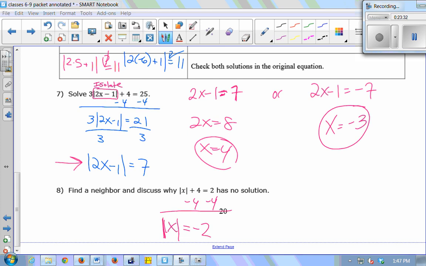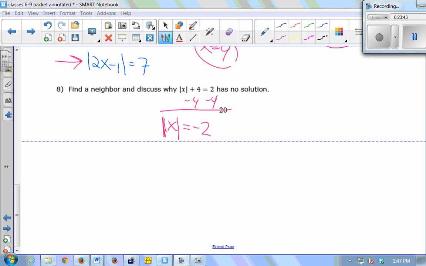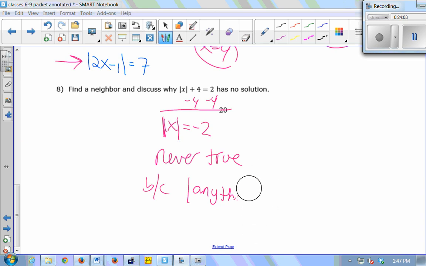Is there an x value that I can plug in there and make that equation true? No, why not? Because absolute value is always positive. There's no way I can take the absolute value of something and get a negative. All right, so this is never true. Because the absolute value of anything is always positive.